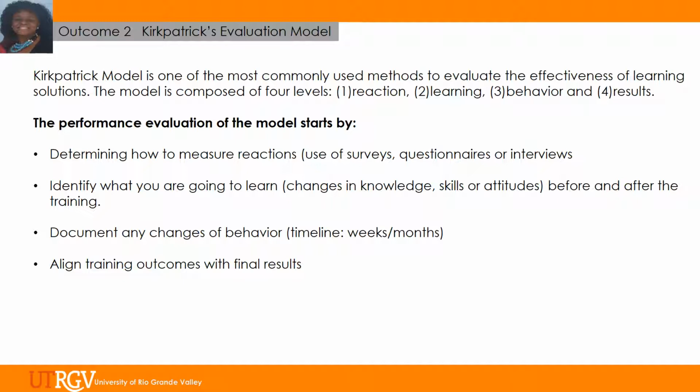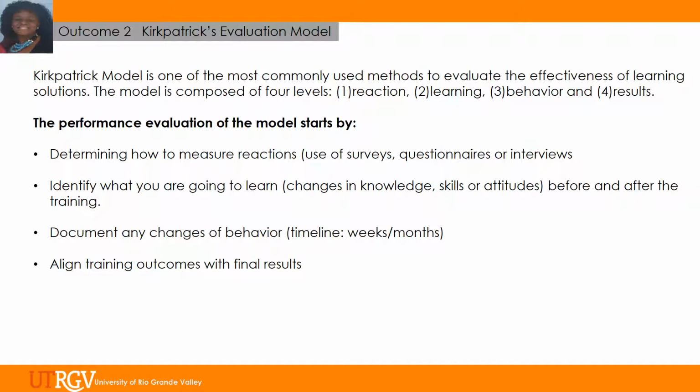The four-level model itself consists of 4 levels. Reaction is 1, 2 is learning, 3 is behavior, and 4 is results. The reaction determines how to measure the survey itself. What method are you using? Typically, researchers use a qualitative method, so you would see this rolled out in the form of surveys, questionnaires, interviews, and ethnographies.